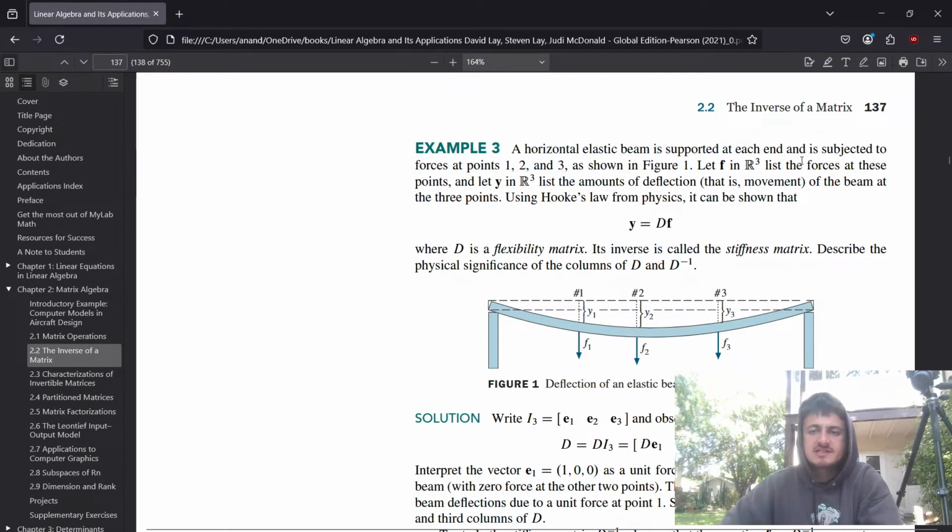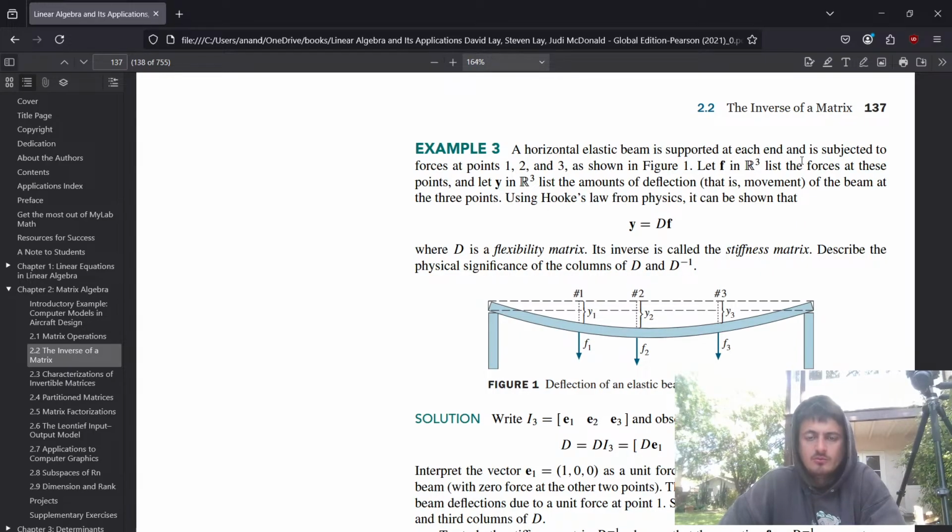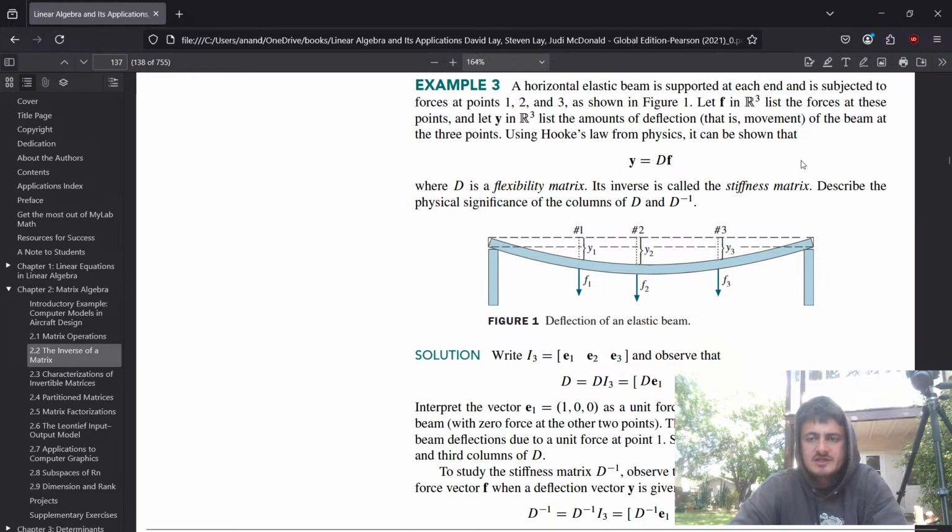A horizontal elastic beam is supported at each end and is subjected to forces at points 1, 2, and 3. Let f in R^3 list the forces at these points, and let y in R^3 list the amounts of deflection, that is, movement of the beam at the 3 points. Using Hooke's law from physics, it can be shown that y = Df, where D is the flexibility matrix. Its inverse is called the stiffness matrix. Whoa, that's weird. Describe the physical significance of the columns of D and D^-1.